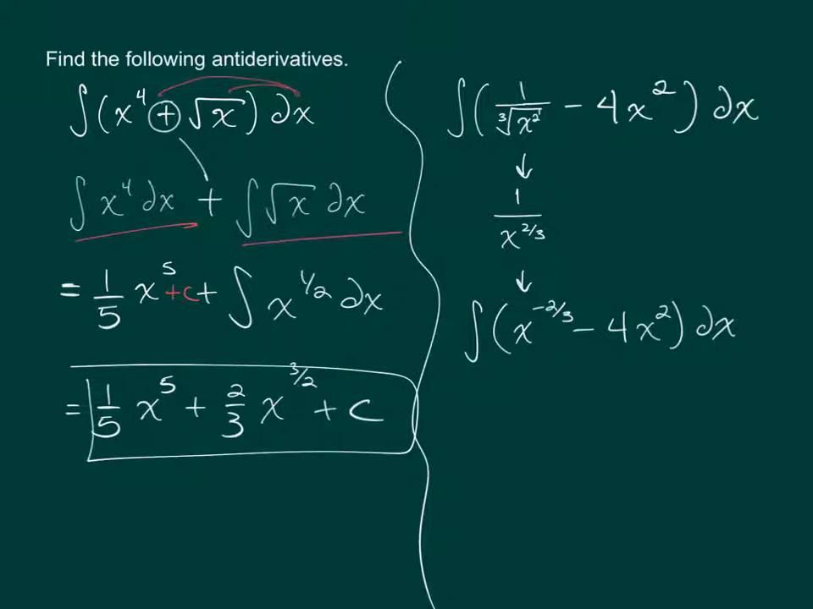So first, I can take this first term, add 1 to the exponent to get x to the 1/3 power, and then I multiply the front of this by the reciprocal of the new power. The reciprocal of 1/3 is 3. And then from there, I'm going to subtract 4x. I'm going to add 1 to the power, 3, and then I'm going to multiply this entire term, but just this term, by 1/3. And then I need to have my all-important plus c.